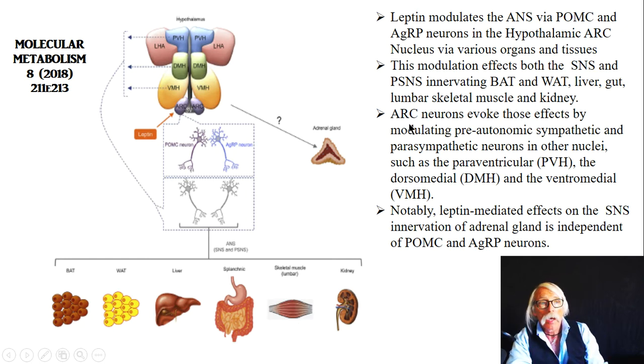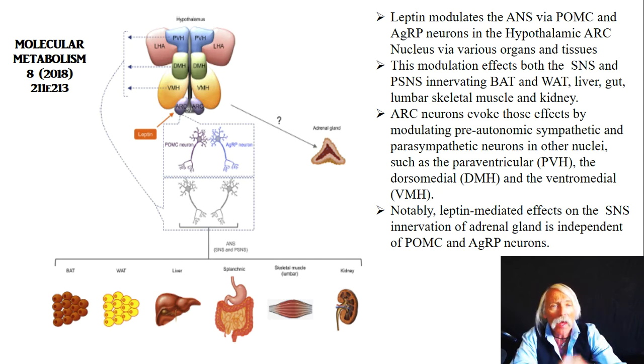Okay, now, arcuate neurons evoke those effects by modulating pro-autonomic sympathetic and parasympathetic neurons in all those other nuclei. And so the other nuclei involved are going to be the paraventricular, the dorsomedial, and the ventromedial. Those are all other nuclei in the hypothalamus. You see, those are all hypothalamic. That's what that H stands for, nuclei. All right. So they're not just working through the POMC and the AgRP.